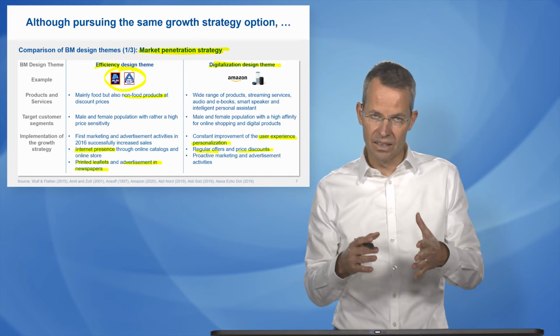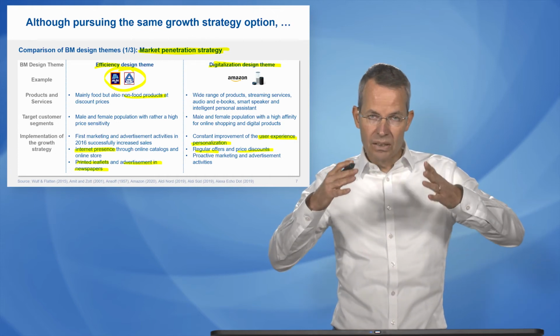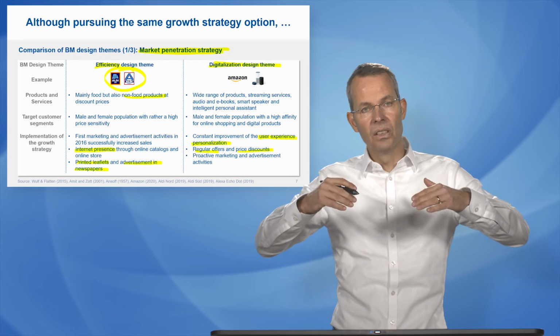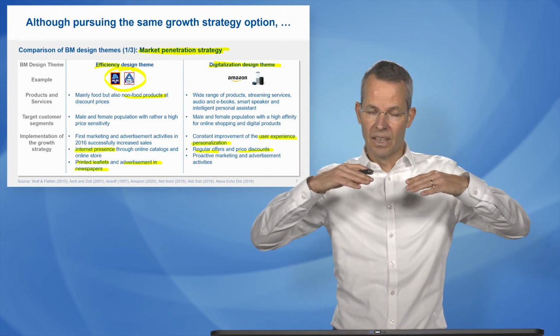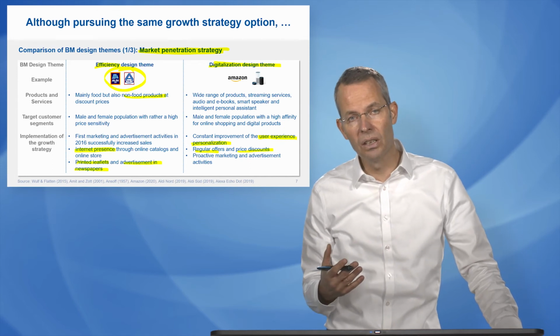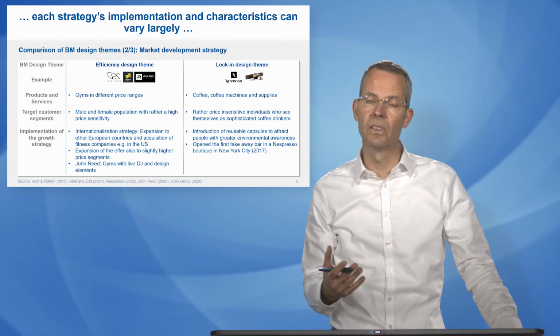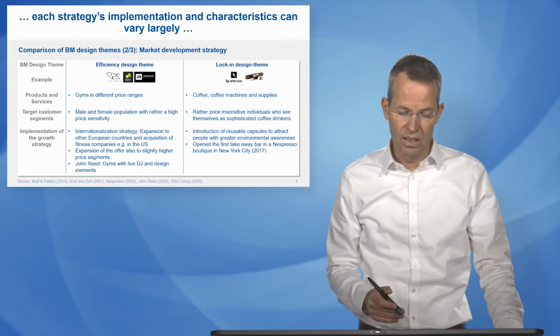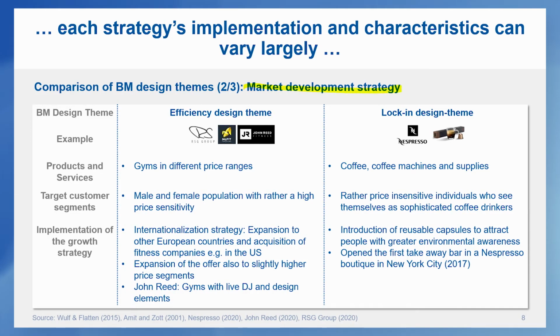So you can see that following a market penetration strategy, you can use different business model design themes in order to do that. And this holds also true for the other strategies Ansoff described, the market development strategy, and there you can again look at an efficiency design theme or, for example, a lock-in design theme.